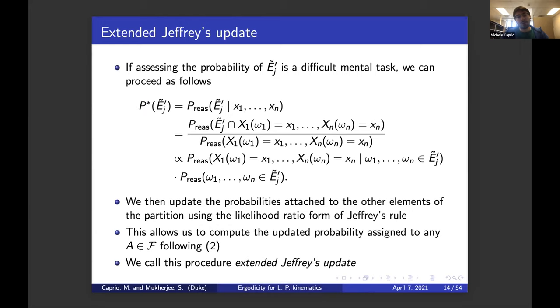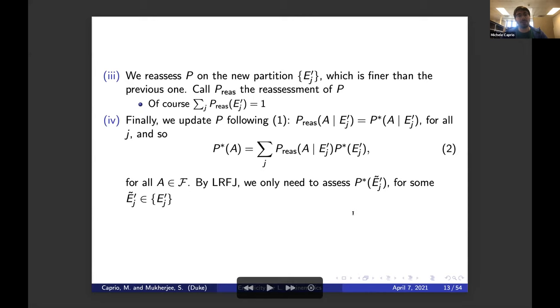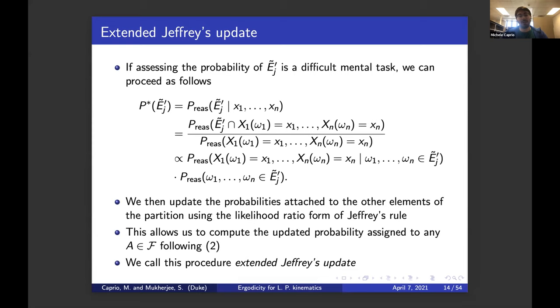So the first one again is what about a mechanical way of computing this posterior right here? And the answer is basically we cheat. So we compute the Bayes posterior for EJ star tilde, and then we use the likelihood ratio form of Jeffrey's rule to retrieve the posterior probabilities of all the other elements of the new finer partition. This is morally equivalent to an empirical Bayes procedure where you make your prior depend on the data. And here we are using a Bayesian procedure that we are actually trying to overcome by using Jeffrey's. But still, this really solves our problem of having to subjectively specify the probability of one element. And we call this extended Jeffrey's update because we make this exception to our rule.